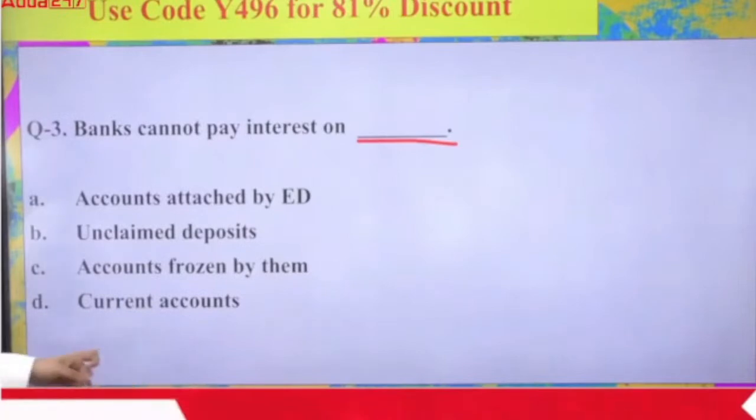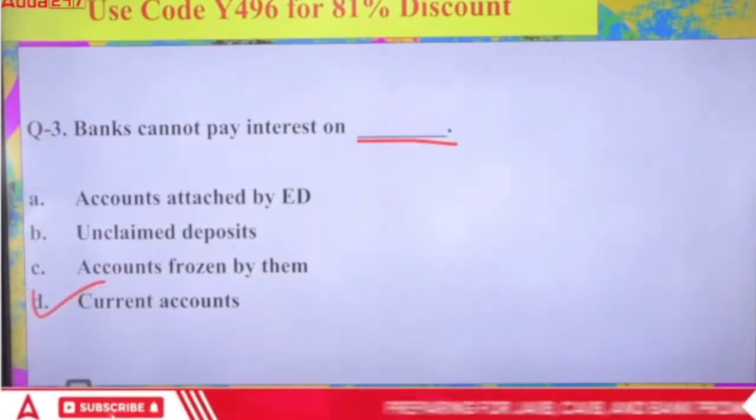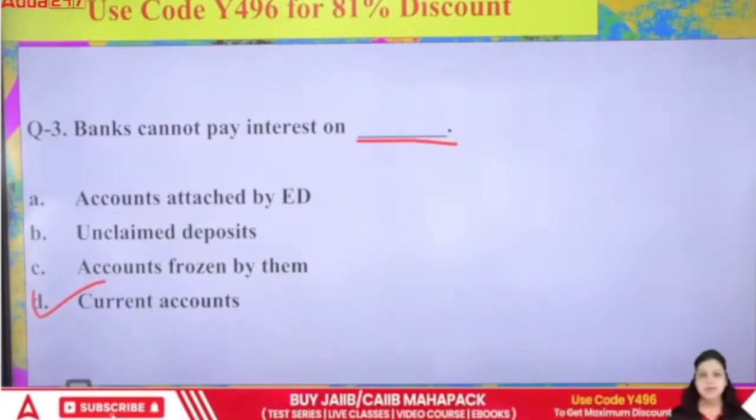Okay, very good. The right answer will be current account. It is very obvious that in the current account, no interest will be paid by the bank. So the right answer will be your D option.